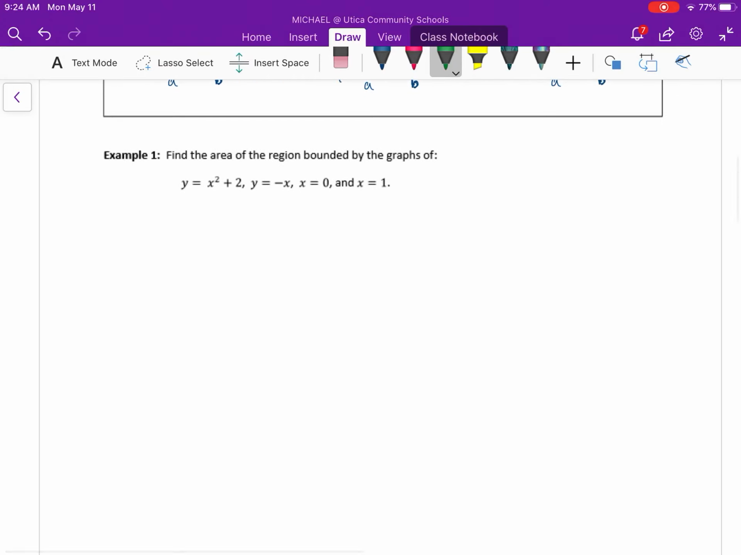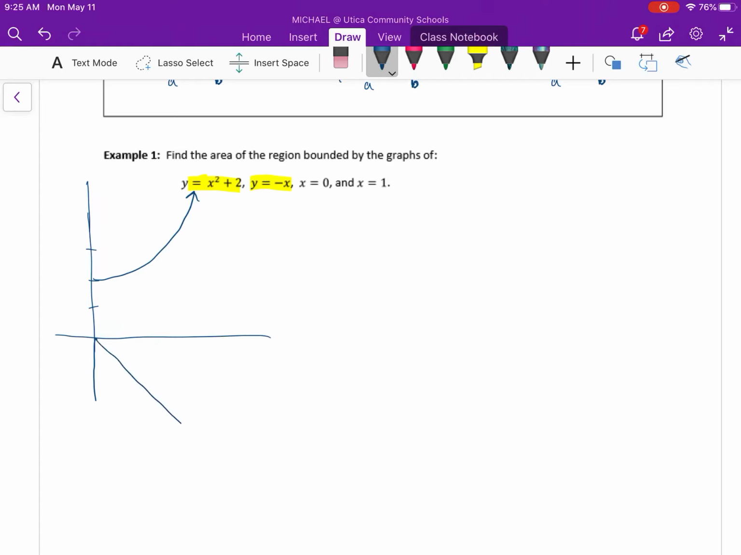All right, first example: find the area of the region bounded by the graphs of x squared plus 2, negative x, and these two vertical lines, x equals 0 and x equals 1. First step for me is going to be to draw a picture. Let's start with x squared plus 2. That's a parabola that has been shifted up 2, so that's going to be this part of the parabola. All right, that's that function.